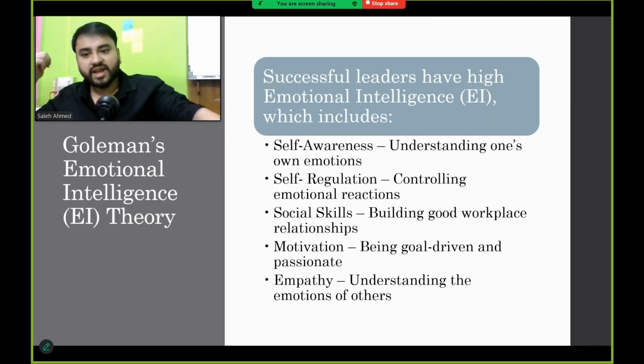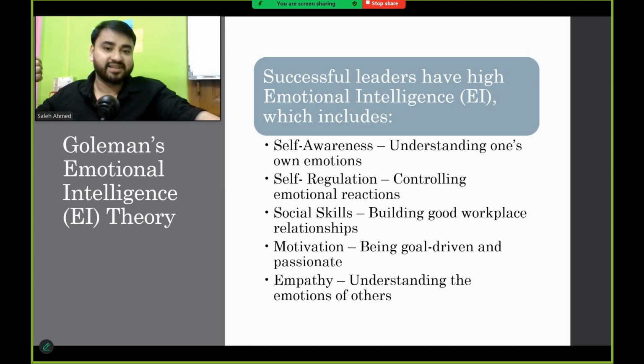Last but not the least, we have Goleman's emotional intelligence theory. You can take reference of this theory if you are asked a question like, say for example, what qualities a successful leader should have according to you. This theory states that successful leaders have high emotional intelligence, and high emotional intelligence includes things like self-awareness, self-regulation, social skills, motivation, empathy, etc.